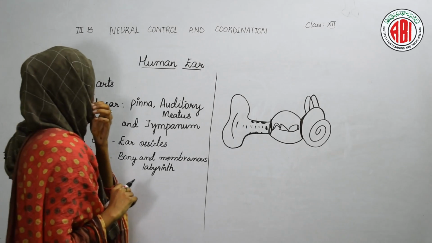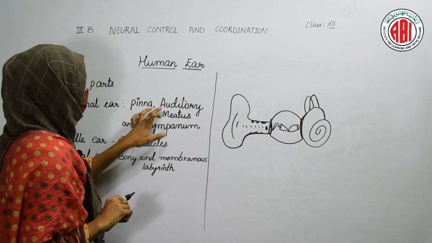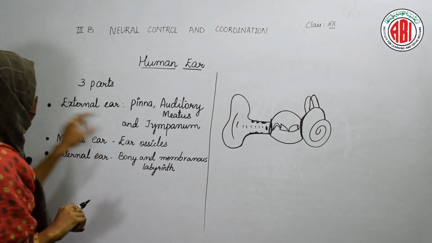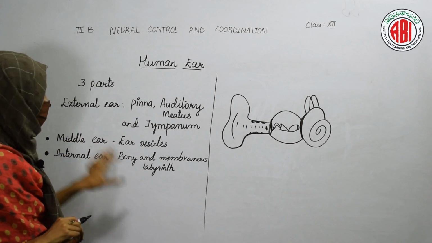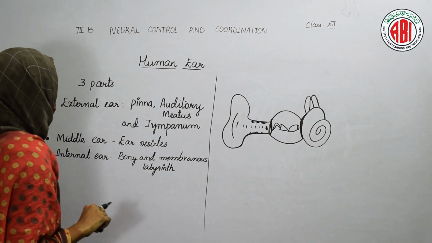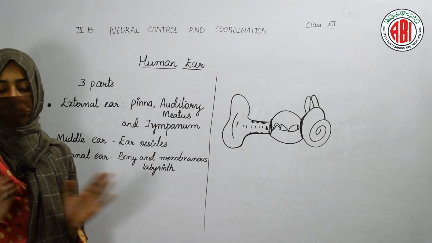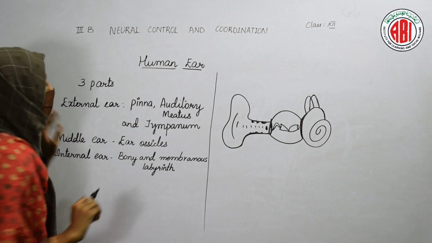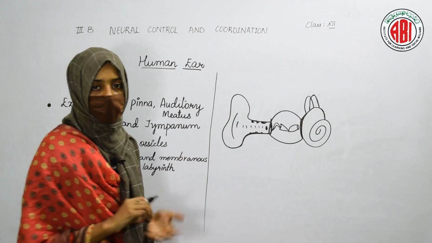External ear shows you different parts like pinna, auditory meatus and tympanum. Middle ear shows the presence of ear ossicles in it, and internal ear shows the presence of bony and membranous labyrinth. So these 3 parts form the whole structure of the human ear. Let us see the diagram to understand all these 3 parts of a human ear.